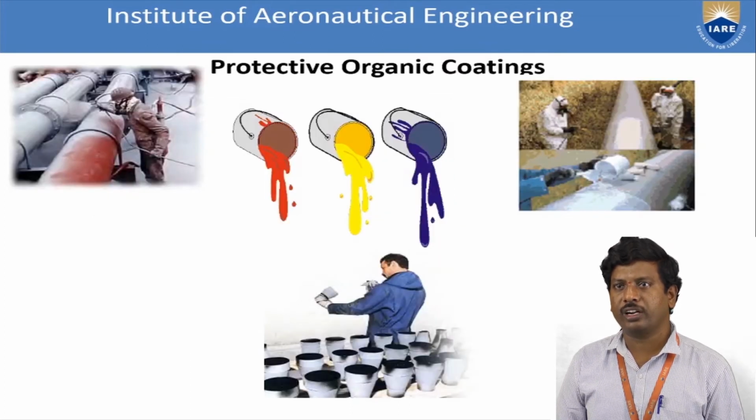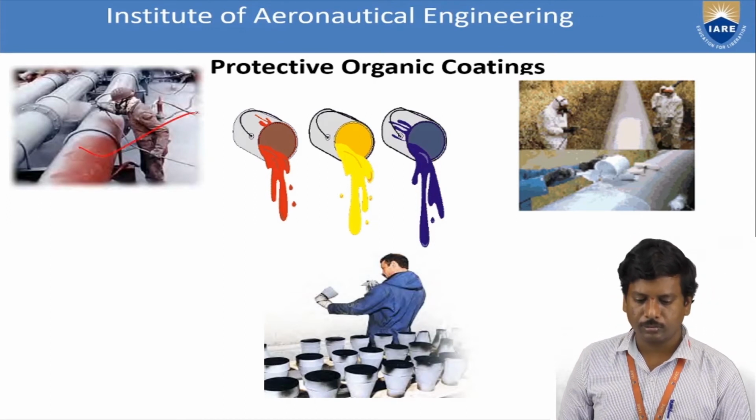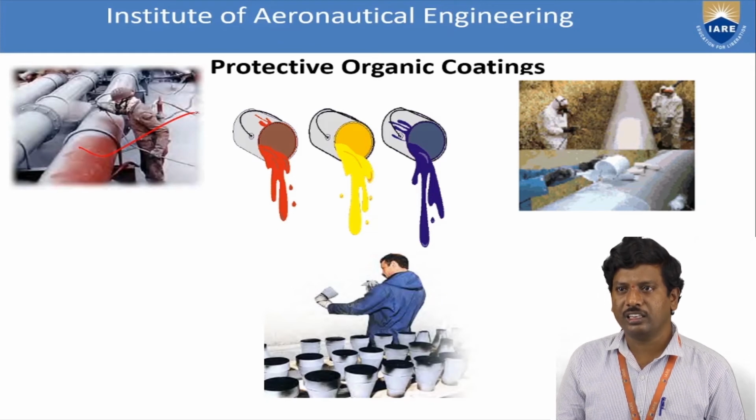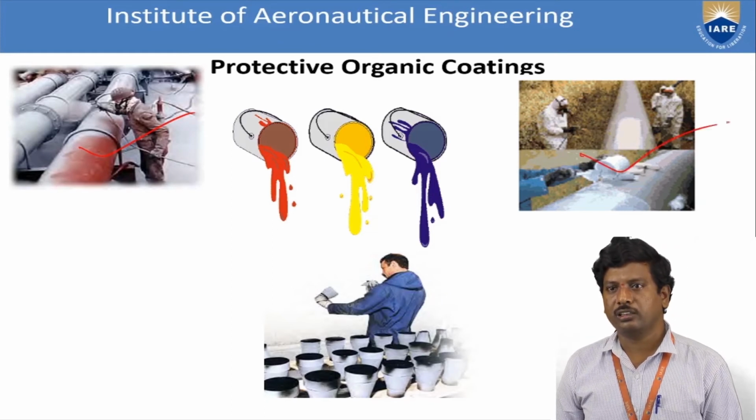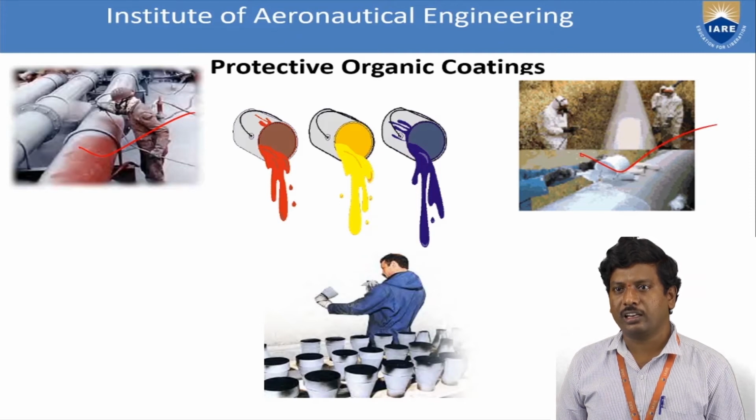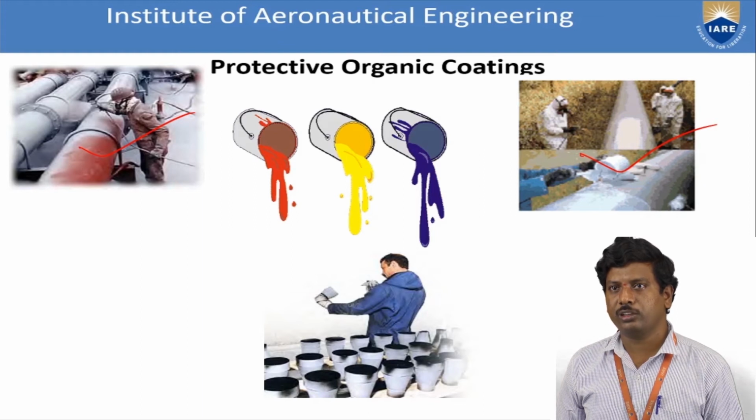And the third one is protective organic coatings. These protective organic coatings are mainly observed on materials used in industry pipelines, in gardens, and in other materials. These protective organic coatings come under the category of paints. These paints also help prevent corrosion from the surrounding environment.